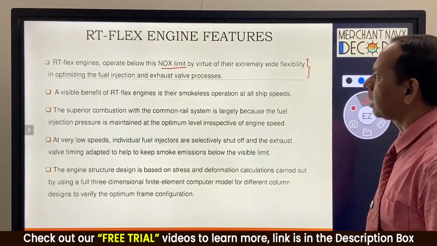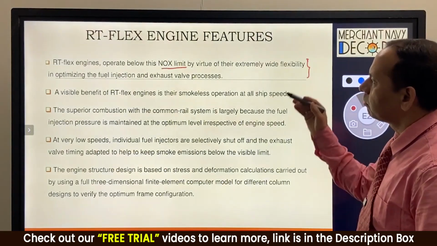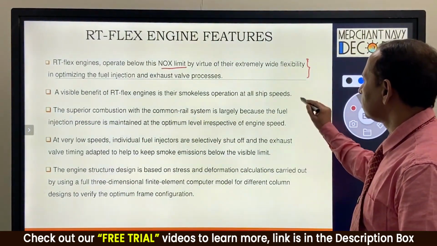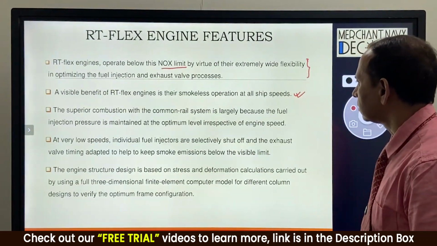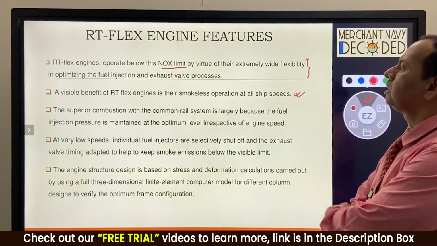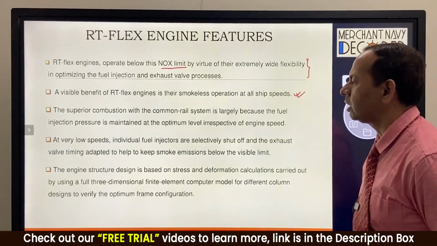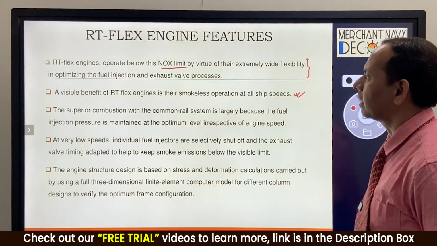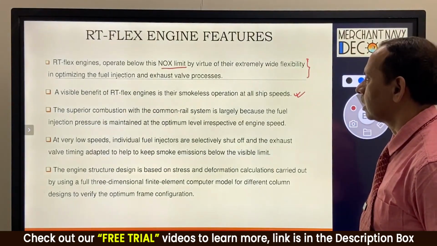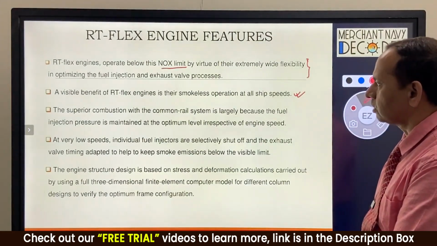When IMO came up with the Tier 1 criteria, this engine was already performing below the limit that IMO had set. So these engines perform smokeless operation at all RPM. In the earlier mechanical engines, they were not able to operate smokeless because of the complexity and compulsion of the cam and camshaft arrangement, which badly affected fuel injection at lower load. This is completely overcome in this electronic engine.